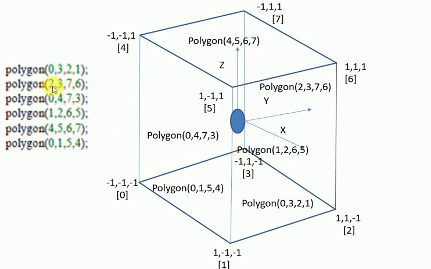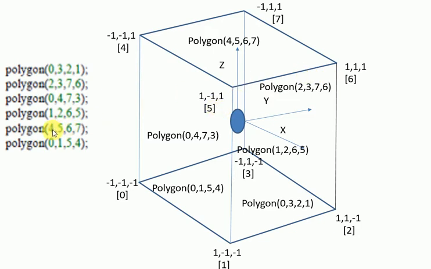The next polygon is 2, 3, 7, 6. Next polygon is 0, 4, 7 and 3. Next polygon is 1, 2, 6 and 5.